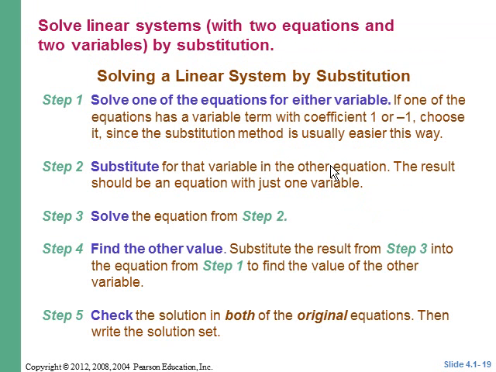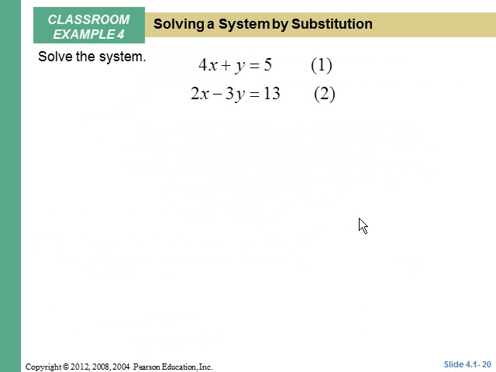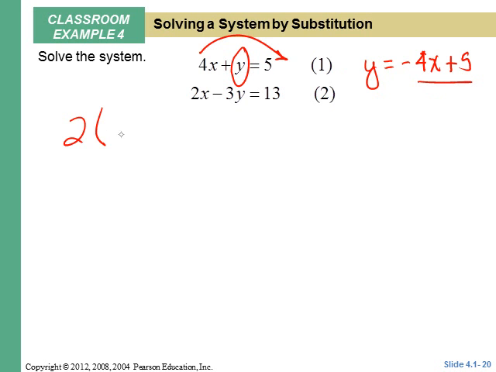So if you're solving by substitution, it's easiest if one of the coefficients is 1 or negative 1. Substitute that into the other one, solve that equation, substitute back into the first equation, and then check your answer. Sometimes we have a system like this where you can't obviously see that y can be made all alone by rewriting that first equation as y equals negative 4x plus 5. So I move the 4x to the other side.